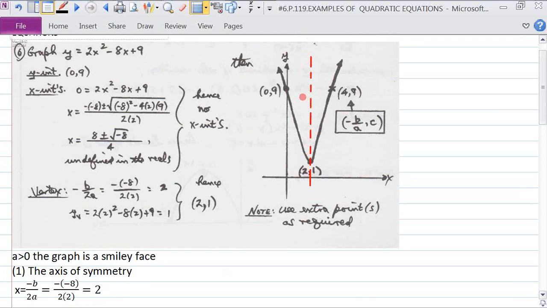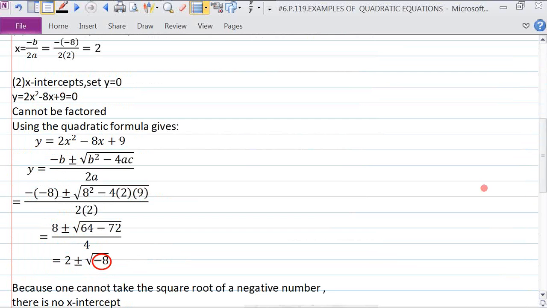There's the axis of symmetry, and one half of the graph is the same as the other. To find the x-intercepts, we're going to set y equal to 0. We set y equal to 0. There's no way to factor this so that we get minus 8x.